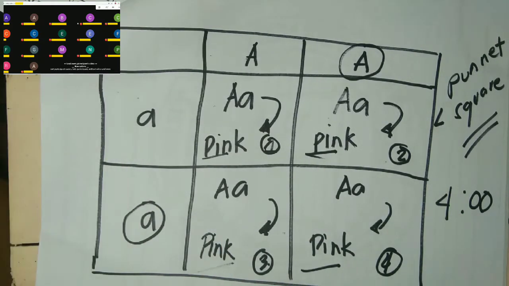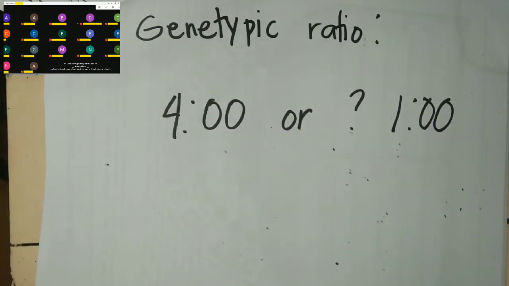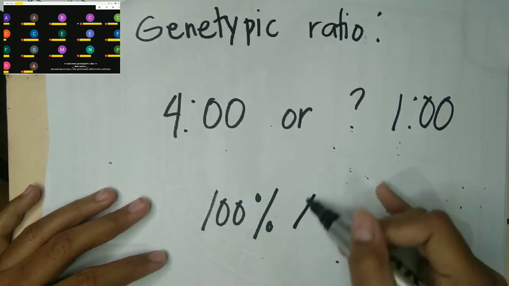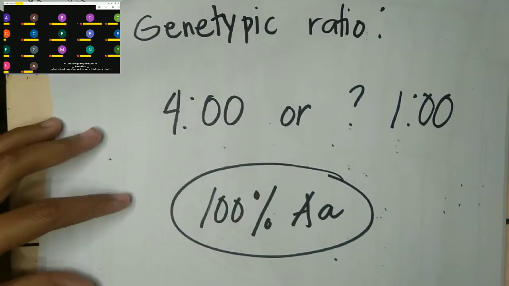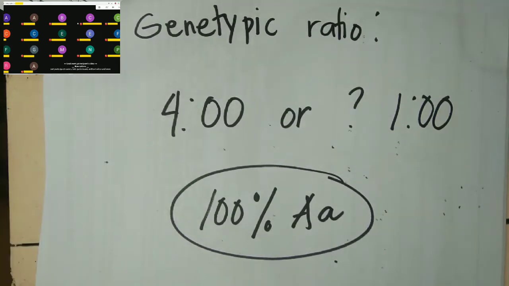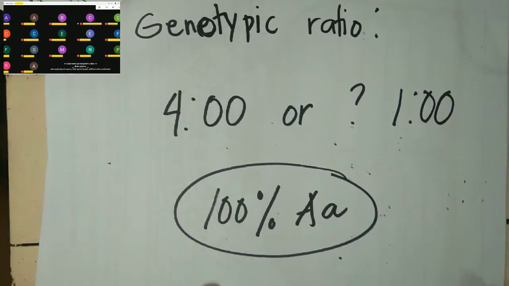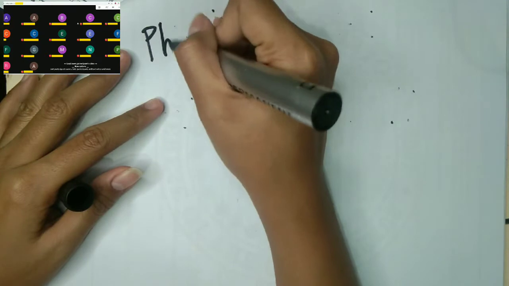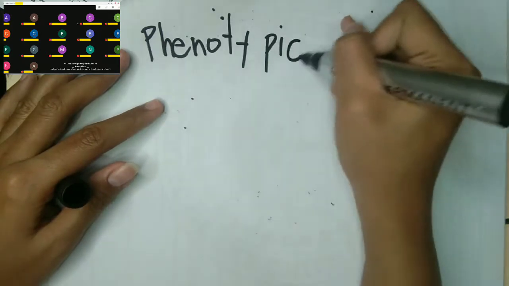Are you following? We are on sample problem number 1, guys. Since we have a result of 4 pink offspring, therefore it is a 100% genotypic ratio of dominant and recessive traits. So its offspring will be 100% pink. Okay, very good. So let's proceed to its phenotypic ratio.